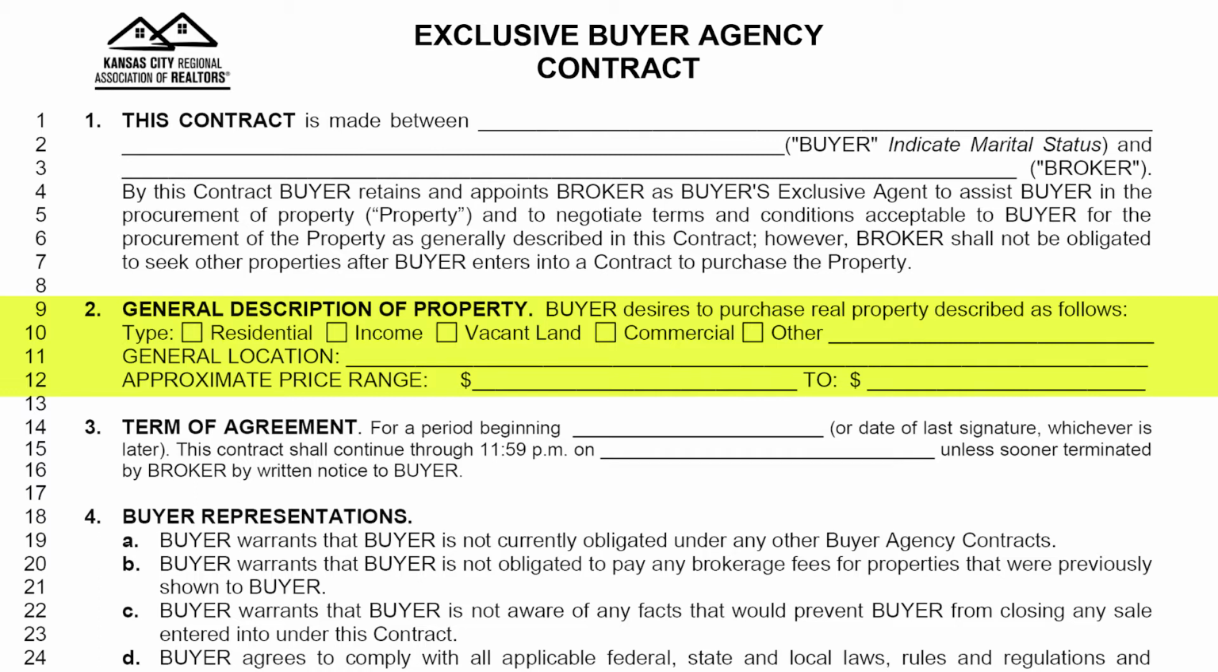In this section, more than one type of property box can be checked. For example, maybe you have an investor looking for commercial and residential properties. In that instance, you would mark the boxes indicating both of those. General location can be very open, such as Kansas or Missouri, or very defined, such as the name of a town, neighborhood, school district, etc.